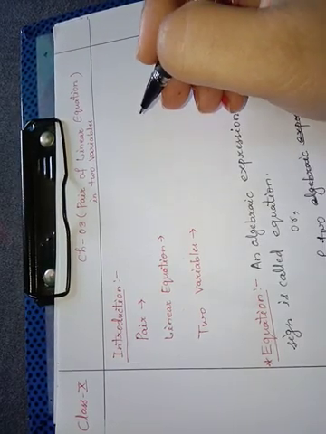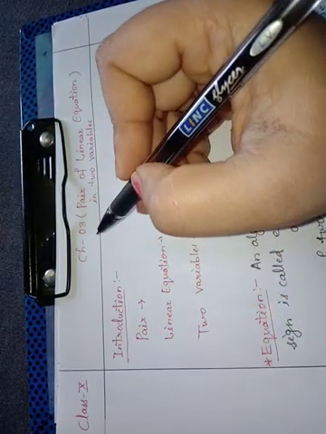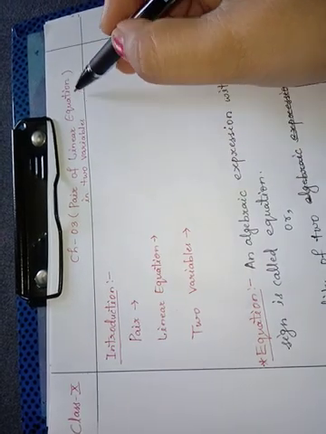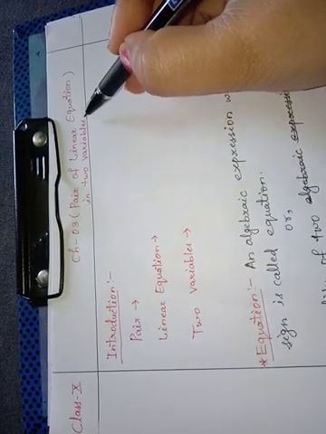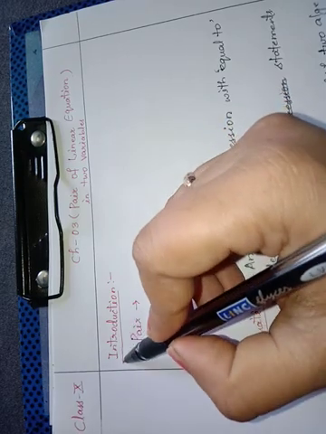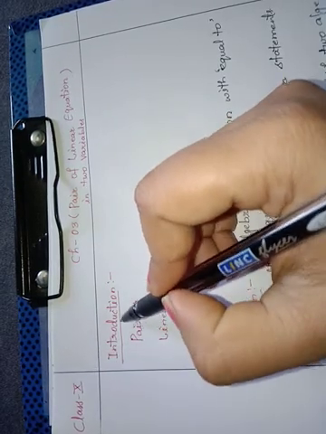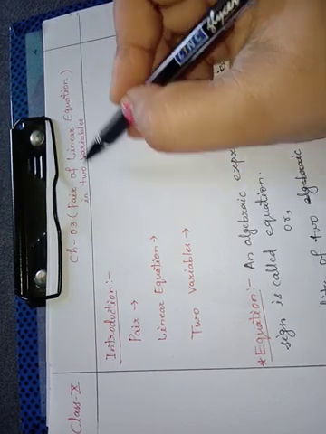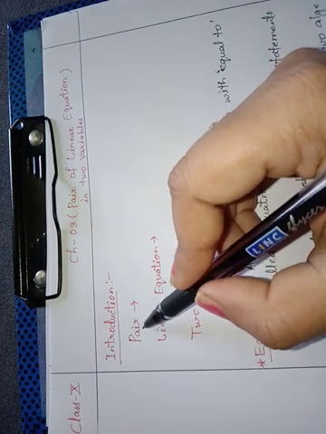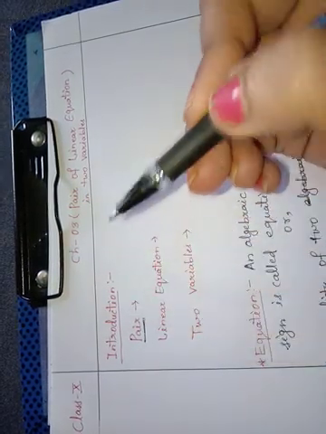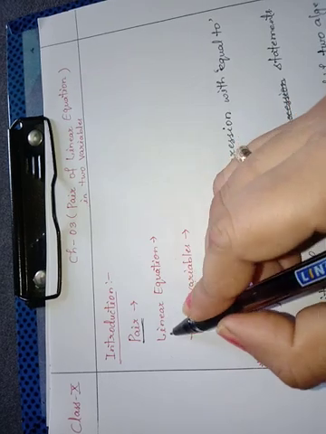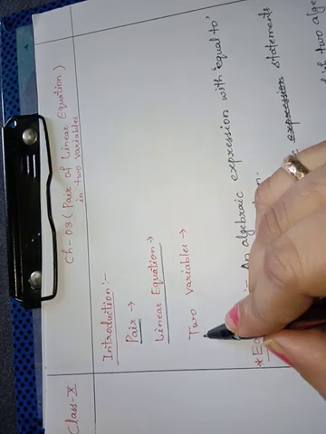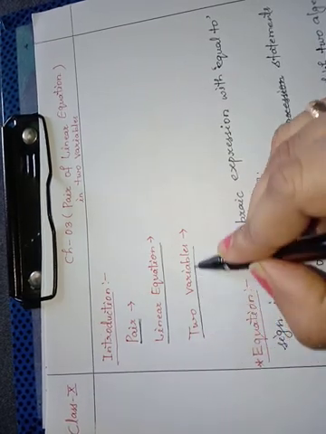I am your maths teacher, and today we are going to start new chapter 3, pair of linear equation in two variables. This is introduction part, and the name of this chapter has three words. First, pair. What do you mean by pair? Second word is linear equation, and third is two variables.